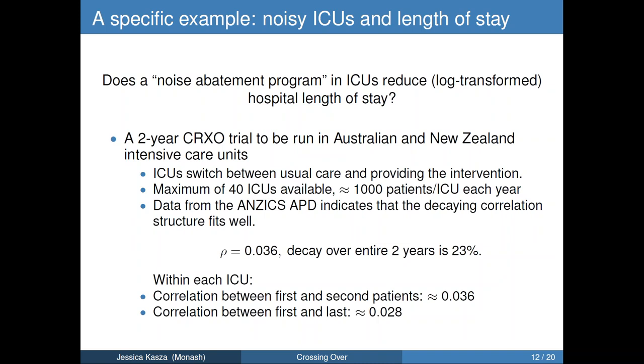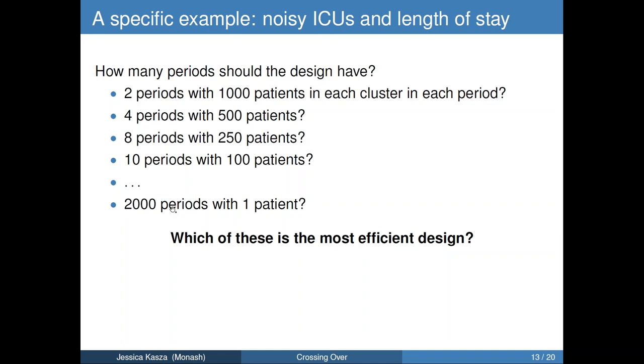Okay, so given this specific example, what's the best design? Should we be looking at two periods with 1,000 patients in each cluster in each period, so just crossing over after each year? Maybe four periods with 500 patients, so periods of length 6 months, eight periods with 250 patients and so on, or is the best design that with 2,000 patients, 2,000 periods with one patient? Well, I've already told you that designs which cross over more frequently are more efficient.